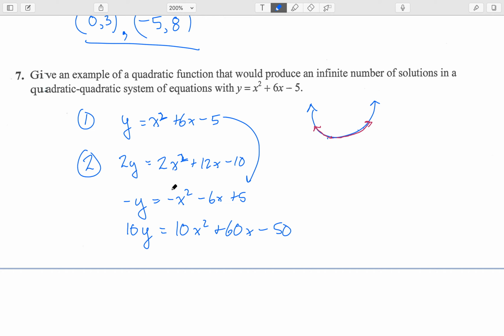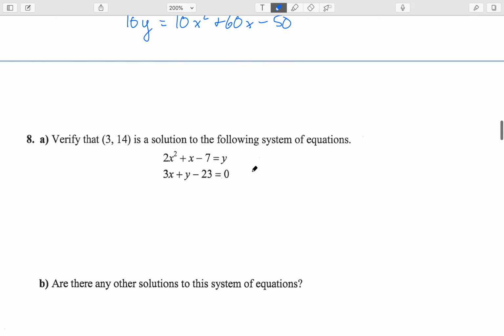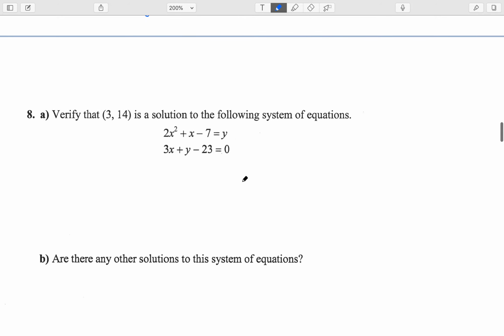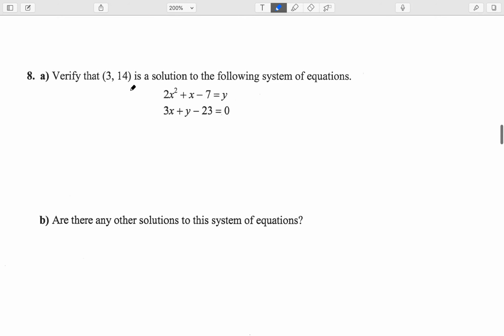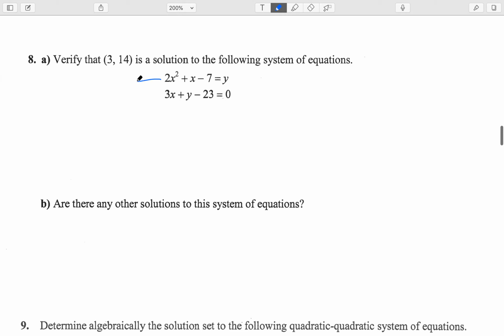right? There's an infinite number of different ways of rewriting it. All I care is that it's the same parabola. Same parabola. Why do I know it's the same? Because it says there's an infinite number of solutions. One is right on top of the other one. Okay, number 8. It says verify that this is the solution. Well, let's plug it in. Let's take this one and we're going to plug in the x value and the y value.